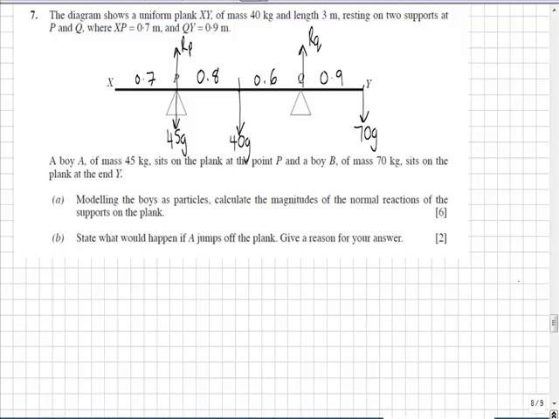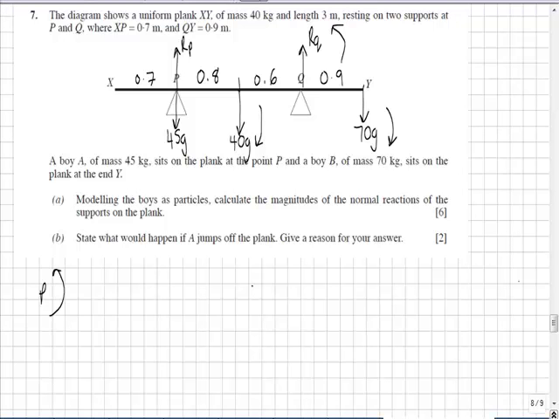In the first instance, a quick way of getting our Q would be to take moments around P. That would get rid of the reaction at P and also the weight of the child sitting there. So taking moments around P, we can see that we get rid of our P and 45g. We have 40g acting clockwise, we have the 70g acting clockwise, and our Q is acting anti-clockwise, and obviously anti-clockwise will equal clockwise in equilibrium.